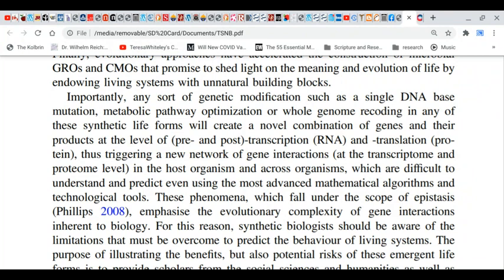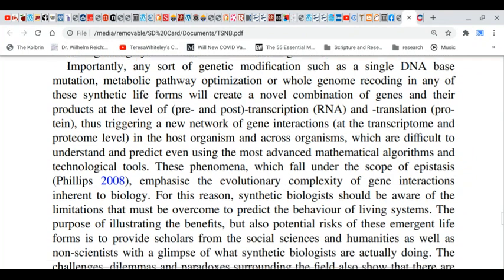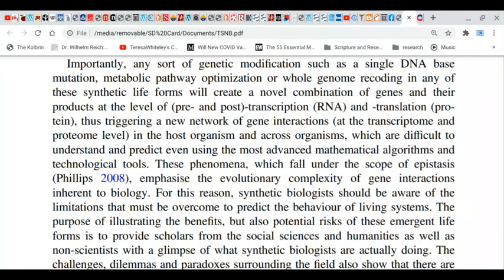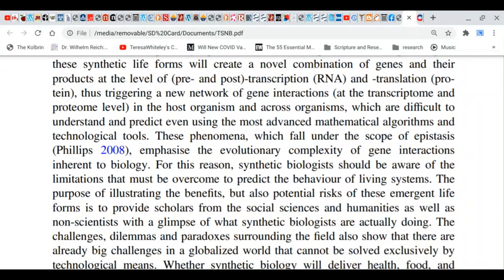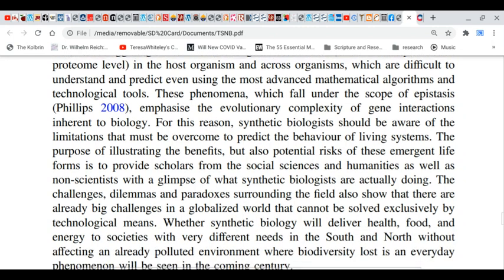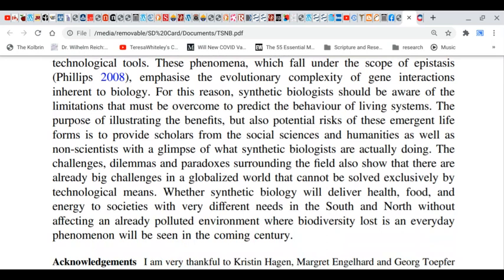These phenomena, which fall under the scope of epistasis, emphasize the evolutionary complexity of gene interactions inherent to biology. For this reason, synthetic biologists should be aware of the limitations that must be overcome to predict the behavior of living systems. The purpose of illustrating the benefits, but also potential risks of these emergent life forms, is to provide scholars from the social sciences and humanities, as well as non-scientists, with a glimpse of what synthetic biologists are actually doing. The challenges, dilemmas, and paradoxes surrounding the field also showed that there are already big challenges in a globalized world that cannot be solved exclusively by technological means.